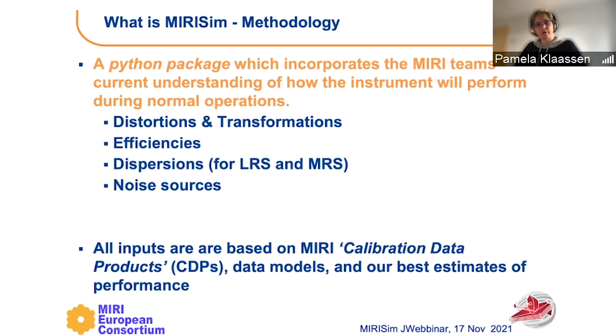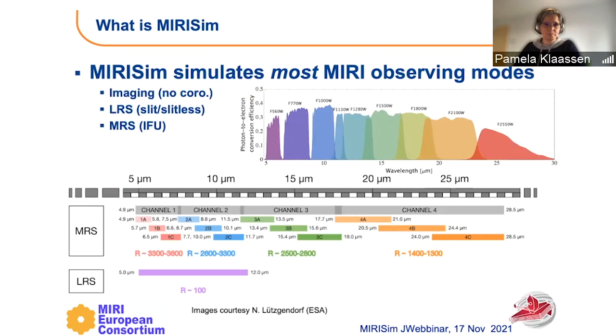These are also the products that we deliver to Space Telescope that are then put into their calibration reference data systems, CRDS, and that's what's used to inform the pipeline. So the same data models that go into the pipeline are put into MIRISim so that we can make sure that we're incorporating our best understanding of MIRI as it currently stands, of what the on-orbit performance will be.